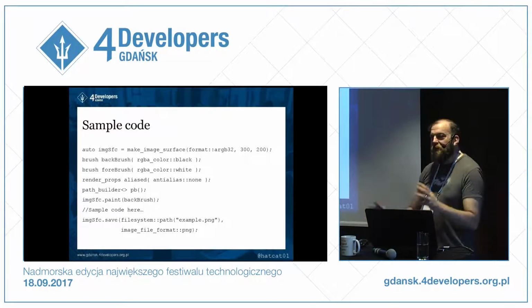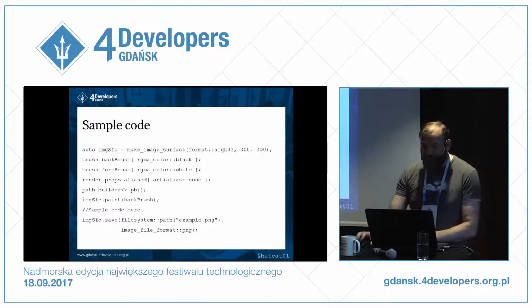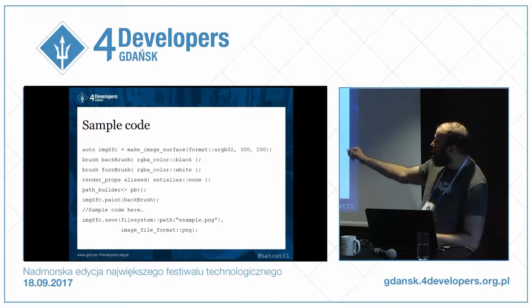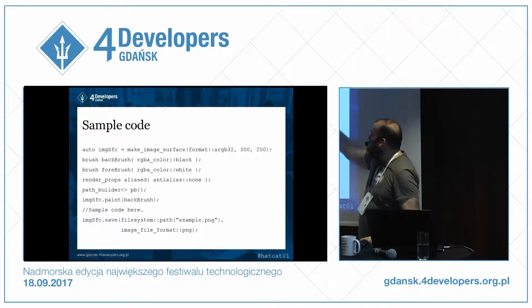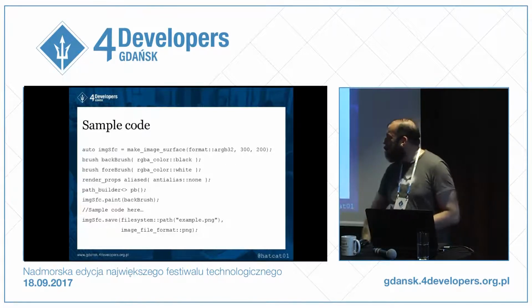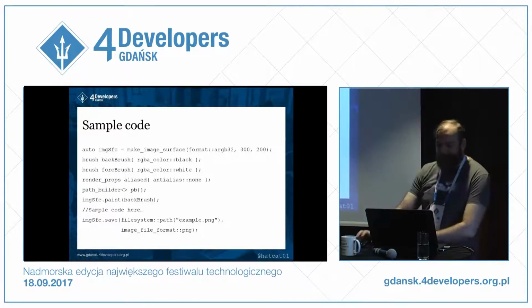Four are quite simple. The last is a little more complicated. The first 4 will start with this block of code and assume it's in a main function, so that it fits onto the screen. So we make an image surface. We're using ARGB32. It's about this wide and this dimension. Then we create a brush, RGBA color black. That means it's black.